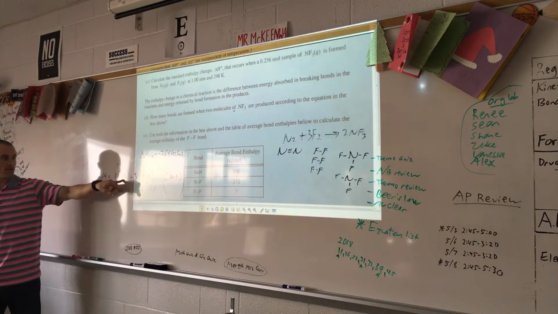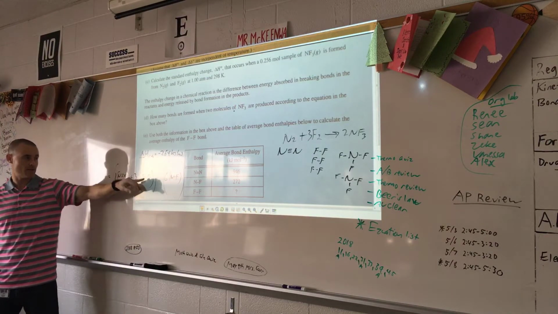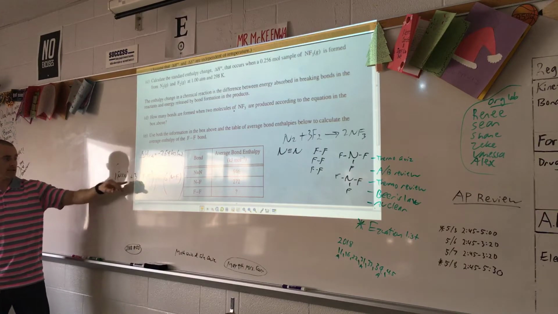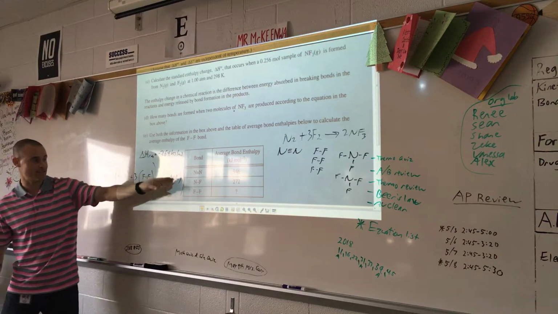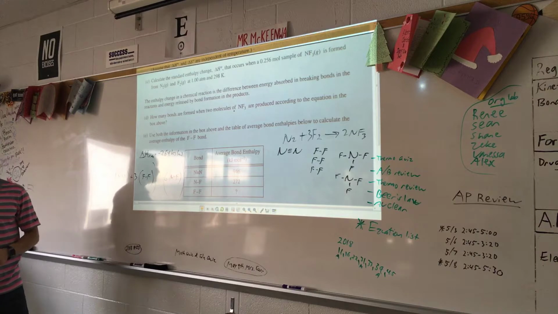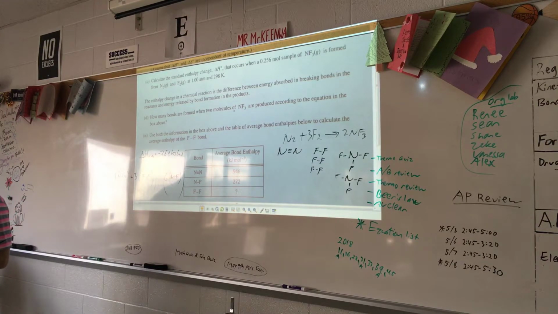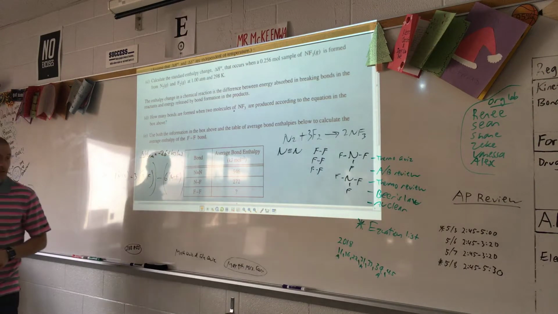You have 1 triple bonded N, 3 Fs. You add them, subtract 6 times the NF, and that's how you get your answer. What'd you guys get? 140. Yeah, they have 141. Positive though. Positive. I had 1 point.